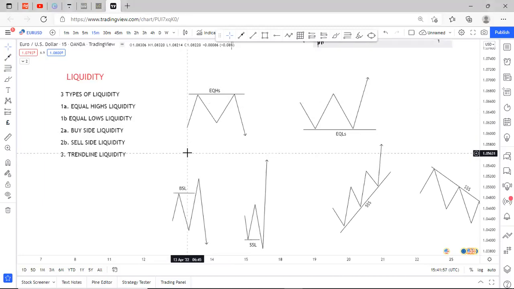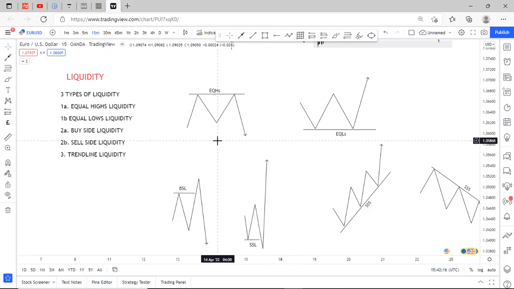In this video, I'll be talking about liquidity, everything you need to know about liquidity, the types of liquidity, how to trade towards liquidity, and how to avoid entering trades at liquidity zones so you don't get stuck out.